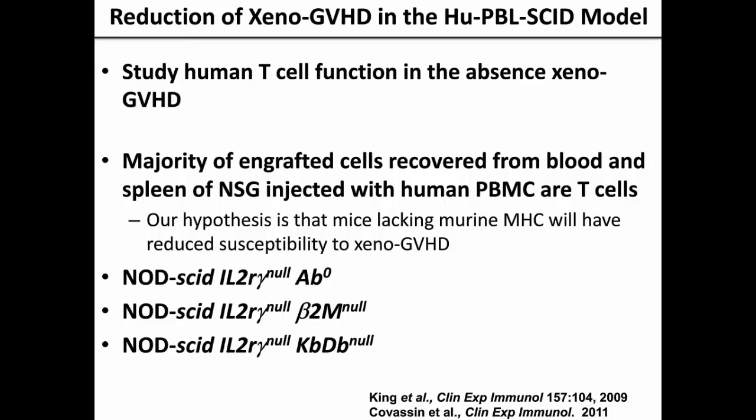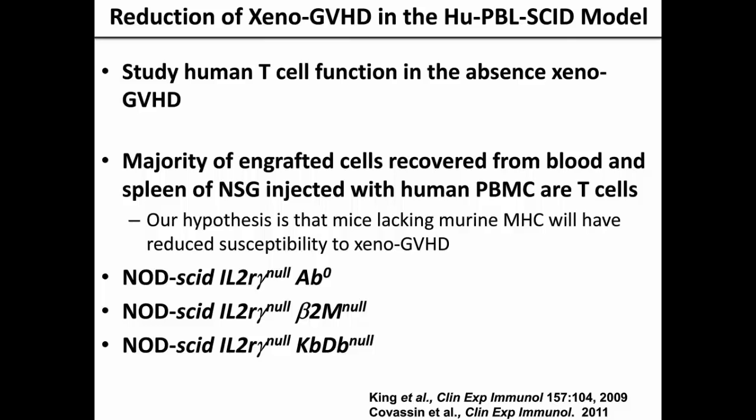So to really make this happen, as I told you earlier, the majority of engrafted cells recovered from blood and spleen of NSG animals injected with human PBMCs are T cells. So our hypothesis was, in mice lacking murine MHC, they will have a reduced susceptibility to the xeno-GVH, because that's what we predicted to be the primary targets of the T cells. So we've generated a number of strains which lack MHC class 2, for example, the NSG-Ab0 mouse, and mice which lack the expression of mouse class 1, either through targeting the beta-2M allele or by directly knocking out the heavy chain in the KbDb null animal.